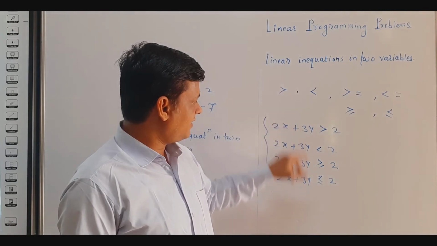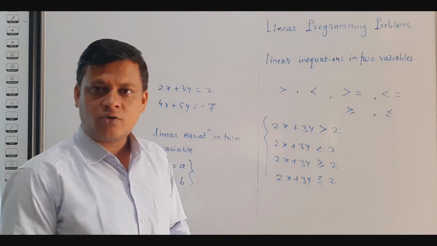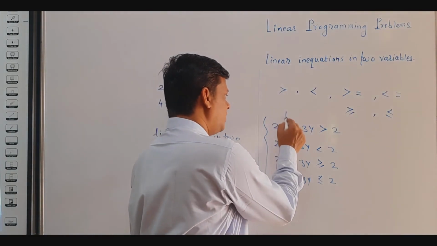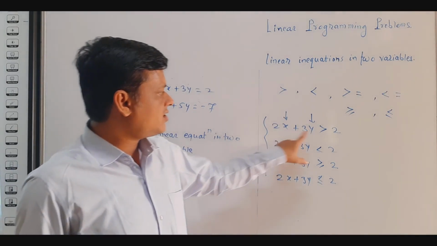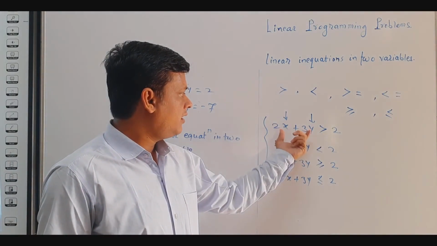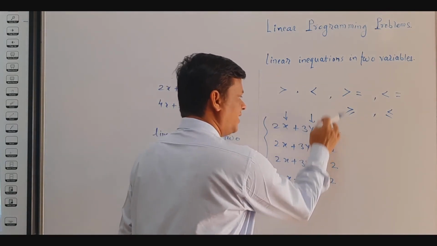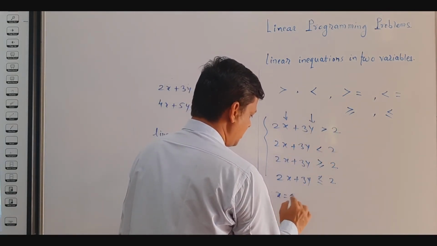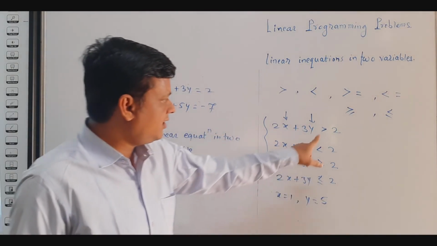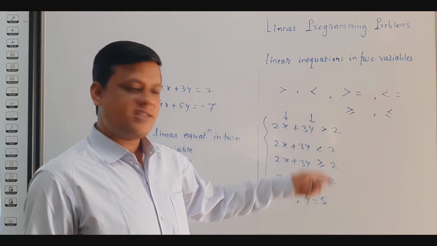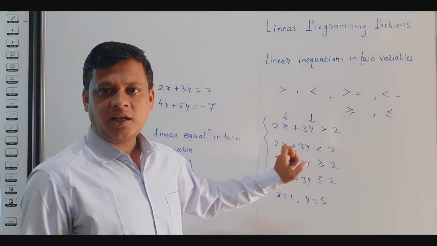Here we have to find the solution of these linear inequations. That means we have to find values of the variables x and y which will satisfy the condition. When we find a value, for example if we substitute x equals 1, y equals 5, and the condition is satisfied, then we say that these values are the solution of this linear inequation.